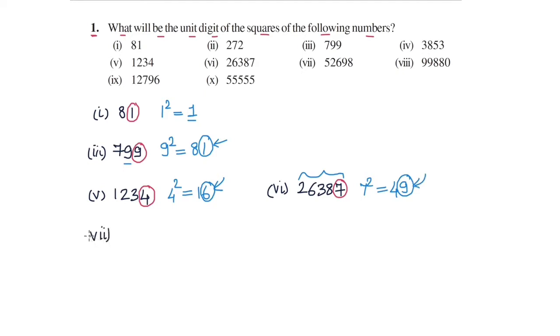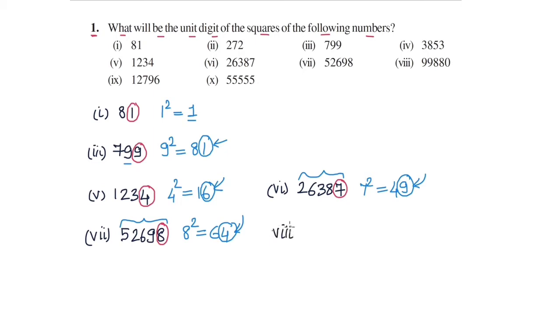Also I want to add that while watching the video, please try to do it by yourself first and then check your answer. This part has 52698 as our question. We have to find the unit digit, so 8 is our unit digit. If you square 8, you will get 64 as your result. So the unit digit of the square of this number is 4. Correct? And I think you've already done that before me. Yes? So now moving to the next part.